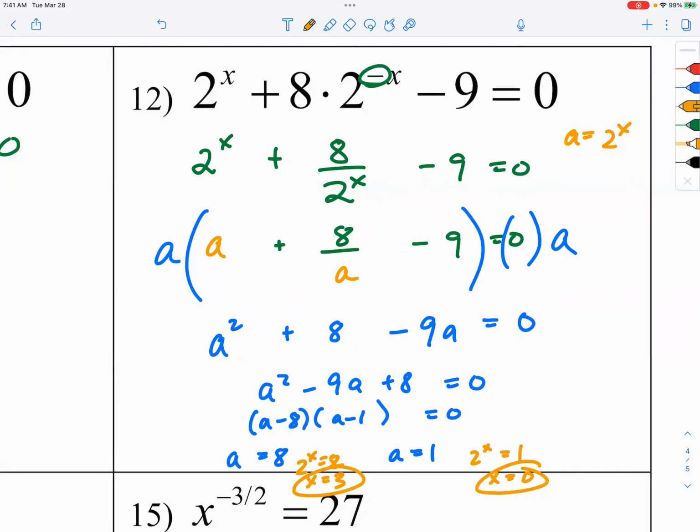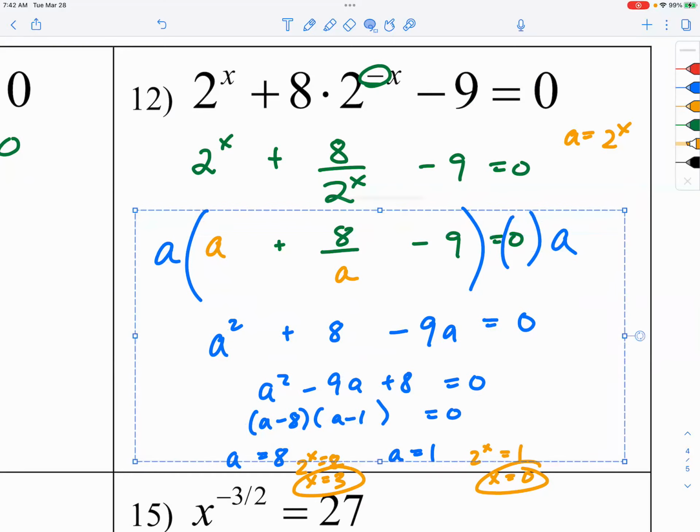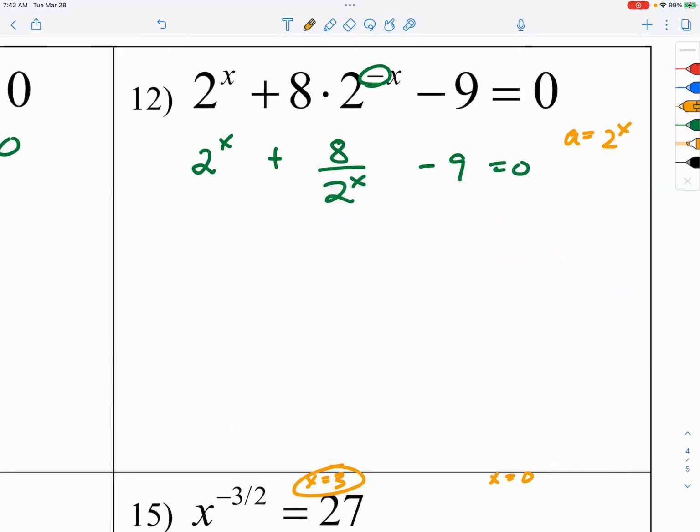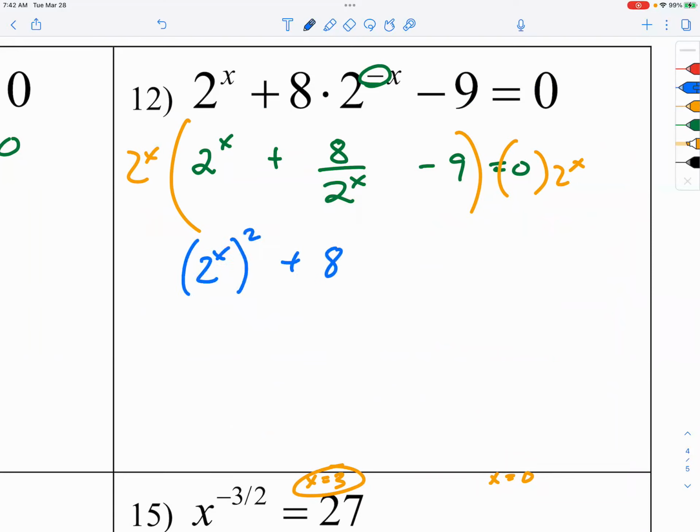Just not use a dummy variable. Just keep it as 2 to the x in parentheses squared. So that's what I said about the pre-calculus way. If you do not use a dummy variable, then all you would do is this. You simply multiply 2 to the x power on both sides. Then you have 2 to the x squared plus 8 minus 2 times 2 to the x equals 0.